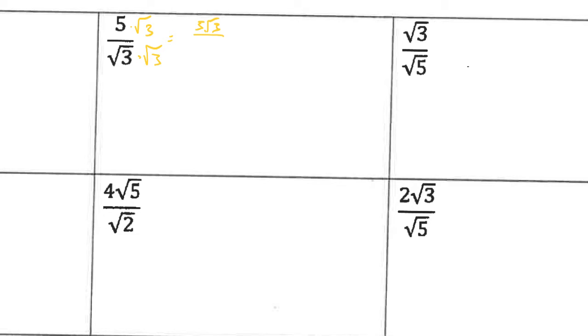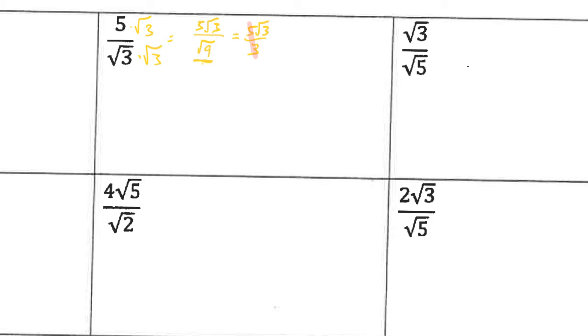On the bottom, we have radical 3 times radical 3, so radical 9. So then notice the square root of 9 is just regular 3. So I have 5 radical 3 over 3. Now I'm finished because, again, I can't simplify the 5 and the 3. So just leave it alone. It stays what it is.